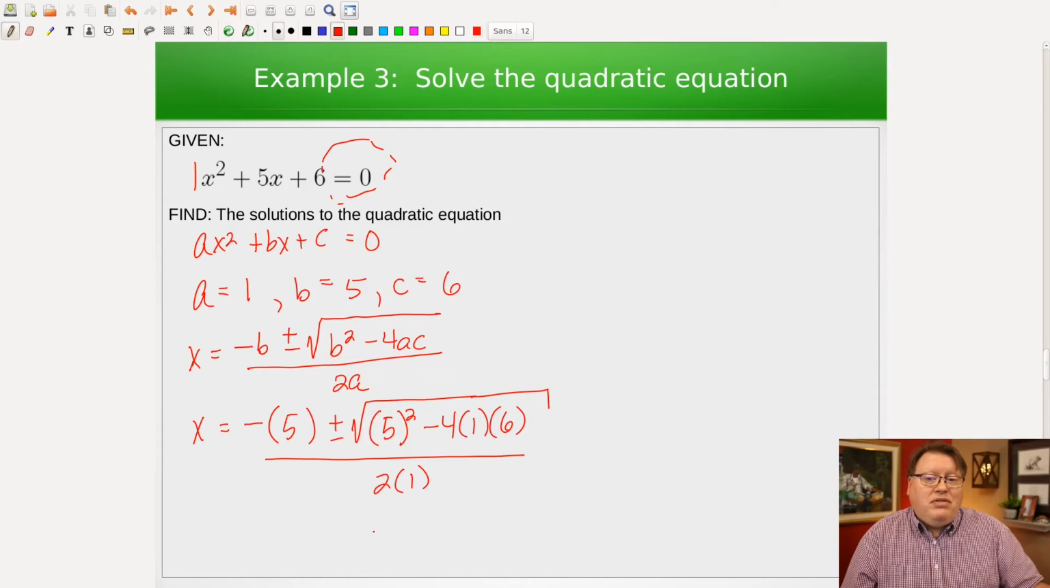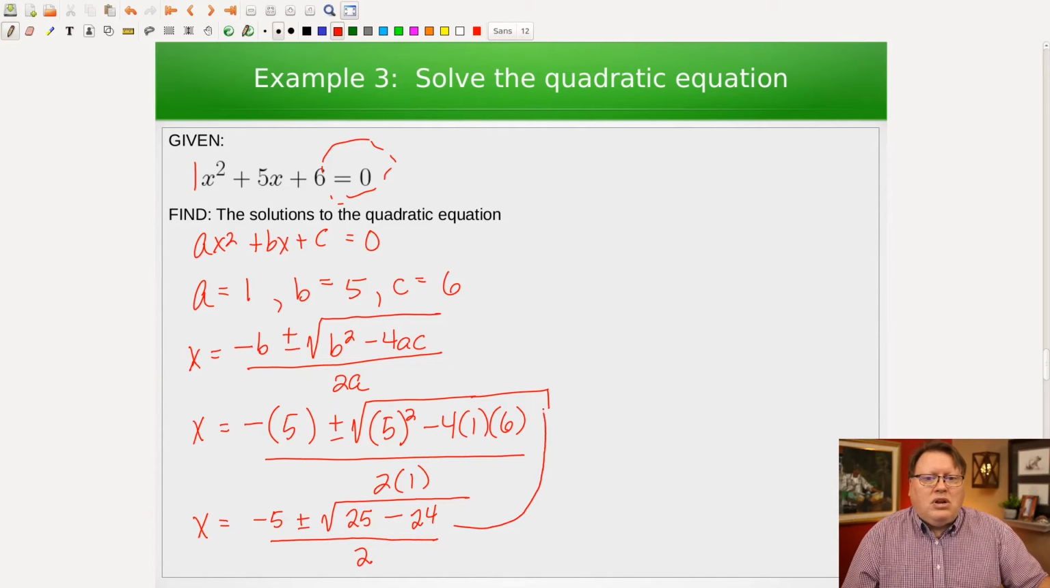So we want to simplify each part. So in this case, I get a negative 5 plus or minus the square root. 5 squared is 5 times 5. And you guys know 5 times 5. Don't get on that calculator. What's 5 times 5? That is 25 minus 6 times 4, 24. And all of that is over 2 times 1, which is just 2. And then we're going to come up here and continue on.